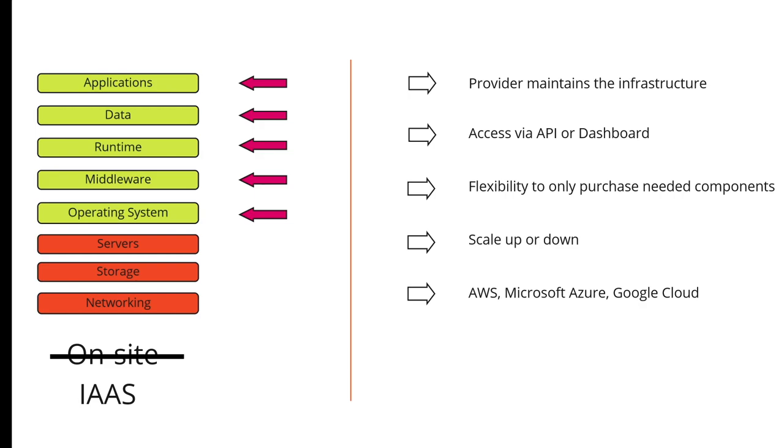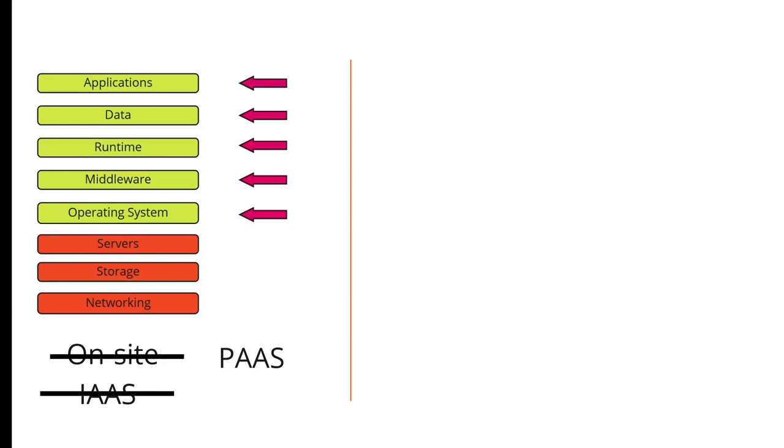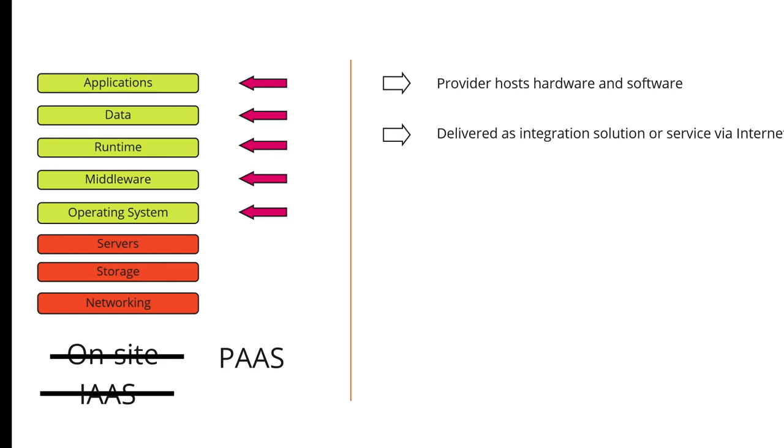Now, let's look at another service called PaaS or Platform as a Service. It is a service model where the provider hosts the hardware and software on its infrastructure and delivers this platform to the user in an integrated solution or service through the internet connection. That means the provider is responsible for the operating system, middleware, and runtime. As a user, you are just responsible for applications and data.